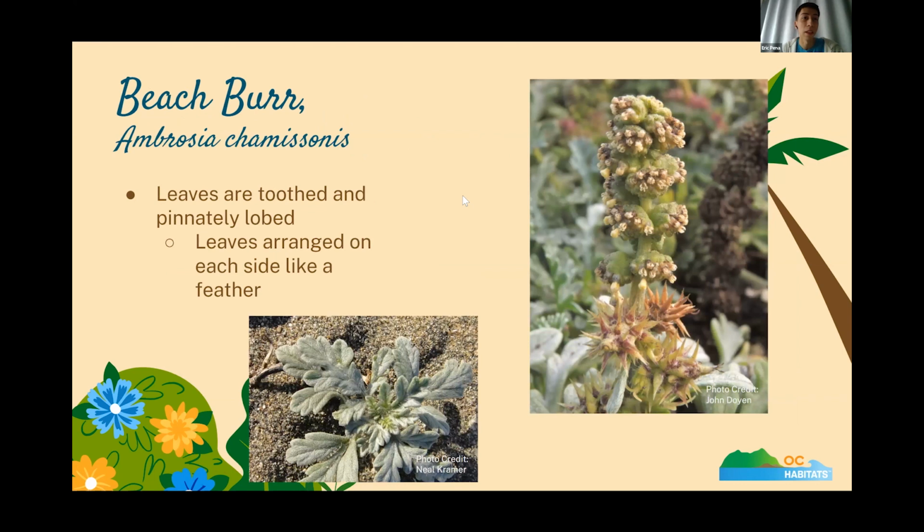Next, we have the beach bur, scientific name Ambrosia chamissonis. They are a perennial herb, and an herb is a seed-bearing plant that does not have a woody stem and dies down after it flowers. These are often eaten by caterpillars, butterflies, and moths, and that includes the Ambrosia plume moth that can be found in Orange County. They have leaves that are toothed and pinnately lobed, which means that the leaves are arranged on each side like a feather.